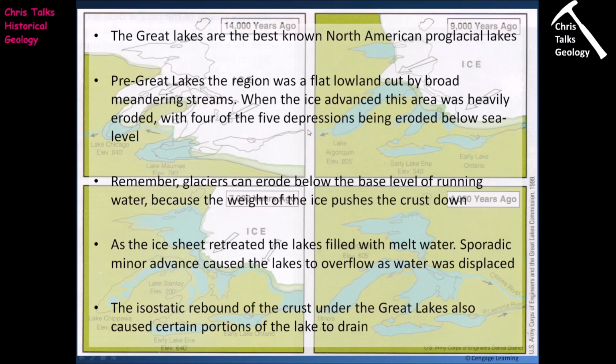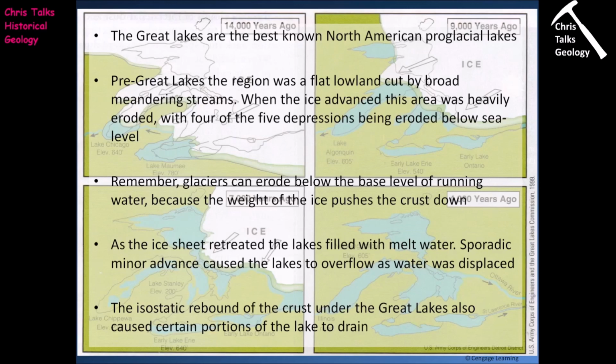So going back to the proglacial lakes, obviously the Great Lakes are a good example of proglacial lakes. Now, before the Great Lakes formed, the region was a flat lowland area cut by broad meandering rivers, so it was a big floodplain. Now, as the ice advanced as part of the last ice age, we begin to see that the area becomes heavily eroded. So the ice sheet comes across and it bulldozes the topography. It helps to flatten everything out completely.